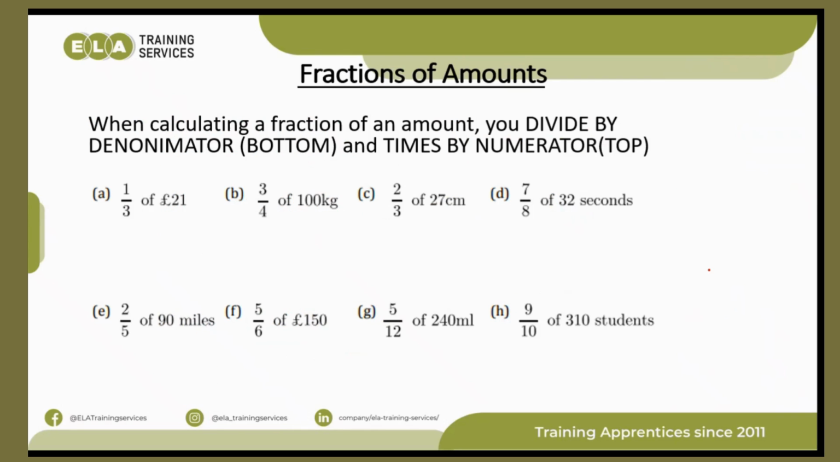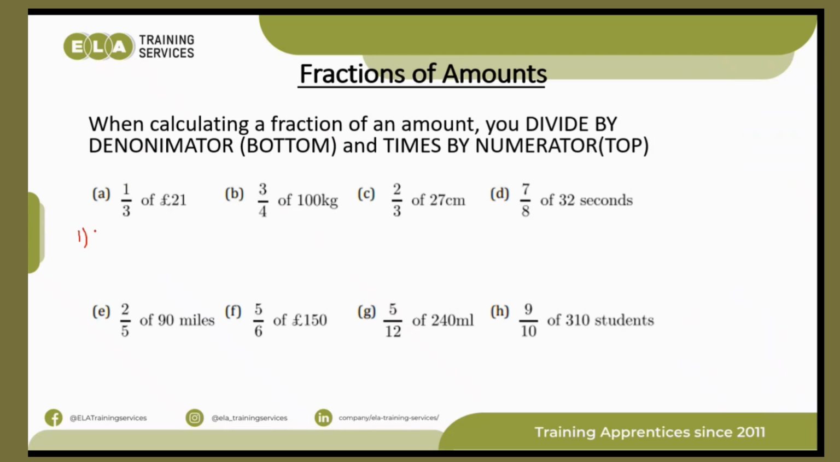Okay, our next topic is what we call fractions of amounts. When calculating a fraction of an amount, you divide by the denominator, which is the bottom number, and then times your answer by the numerator, which is the top. So I want you to remember, divide by the bottom, times by the top. So let's have a go at these first four. So we've got 1/3 of £21.